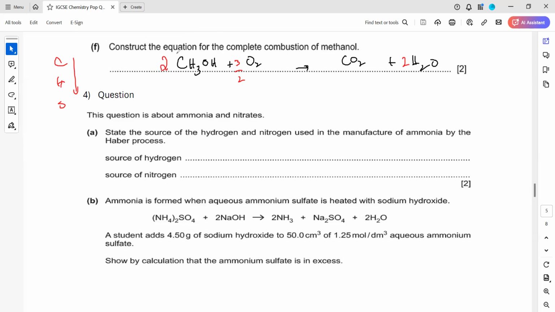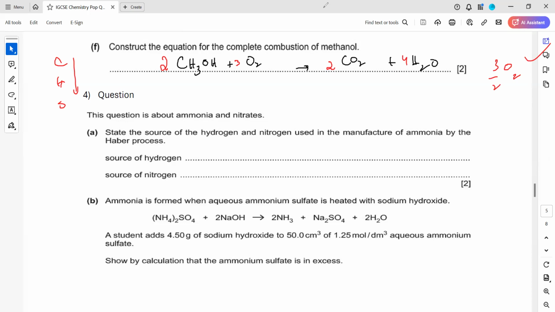So this will be 2. This will be 3 by 2 multiplied by 2, which is 3. This will be 2 as well. And this will be multiplied and turn into 4. So this is the equation. Like 2 moles of methanol react with 3 moles of oxygen to give 2 moles of carbon dioxide and 4 moles of water molecules. So both ways are correct. The fraction is acceptable if you write 3 by 2 O2, that's correct. Or you can just convert into a whole number by multiplying all of them by 2.